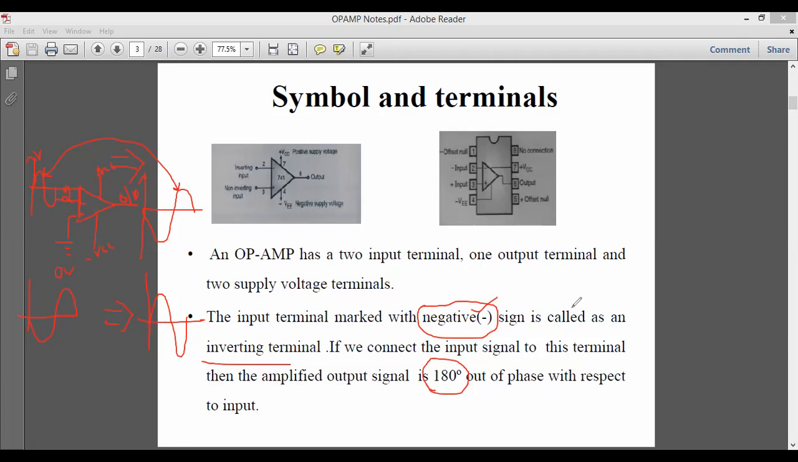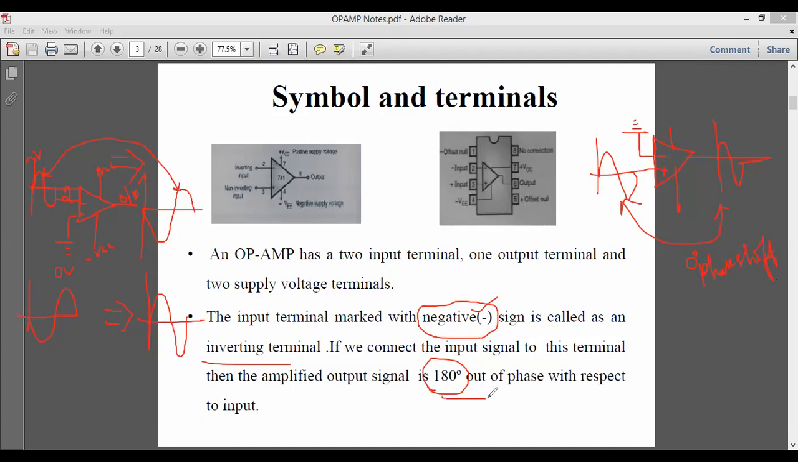Whatever we apply at the input, it will be the same at the output. For example, if I apply a signal like this to the input terminal of the op-amp, but make sure that for your operational amplifier, it should be connected to plus, not minus, and minus should be grounded. This is your supply and this is your output. So what is here? You can say it is the same. So what we say here is 0-degree phase shift.